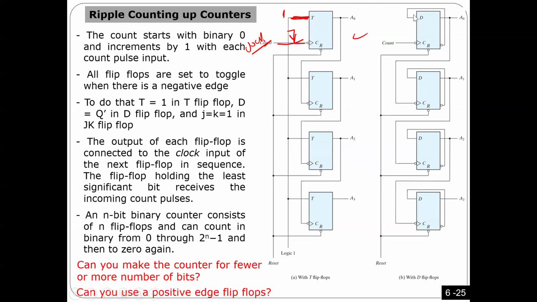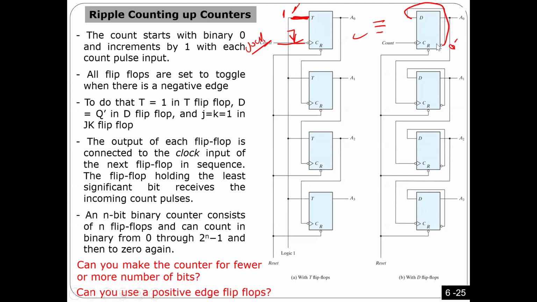This is the same thing, but using D flip-flop. Because remember, if I connect Q prime to D, this one always becomes a T flip-flop with input 1, toggling. Okay? So if you have a D flip-flop and you want to use it in the toggling mode, you can connect Q prime to D. Okay? Or you can just use T flip-flop.